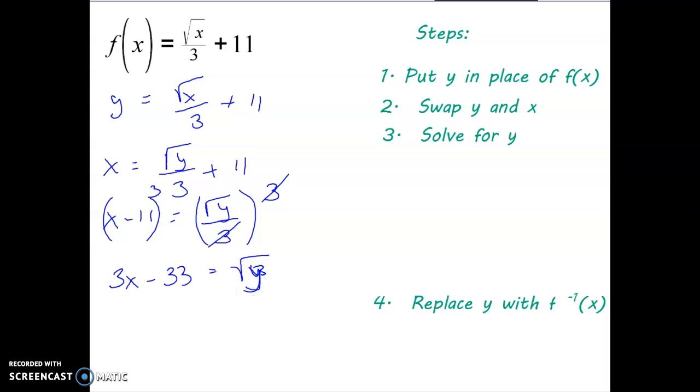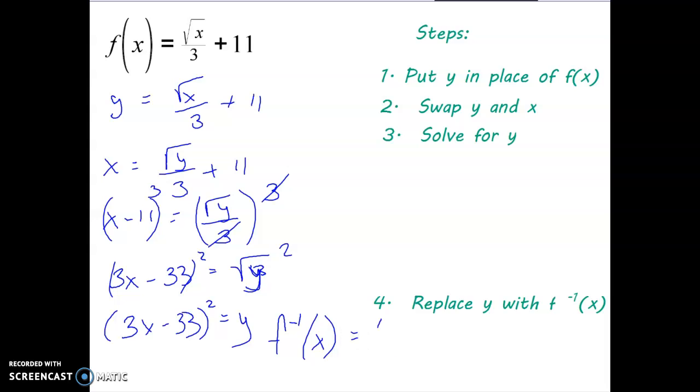All right, what's the opposite of square root? Well, that's going to be square. So I'm going to square both sides. So 3x minus 33 squared equals y. Okay, so what do you guys think? Can I write this as 9x squared and then square the 33 over here? The answer to that question is no, because I have a minus in the middle. Remember, anytime you have minus or plus in the middle, you cannot distribute your exponent.